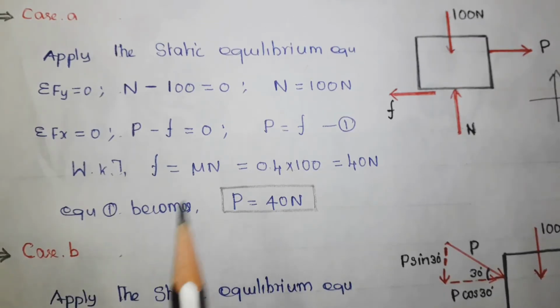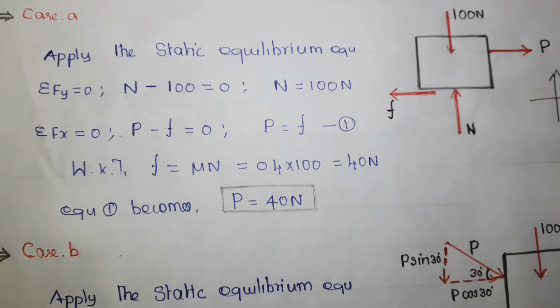Next, apply the static equilibrium equation. In static equilibrium, there are two types: statics of a particle and statics of a rigid body. If the dimension of the given object is considered, then it should be analyzed under the topic of statics of a rigid body. If the dimensions are not considered, then the object can be taken as statics of a particle.